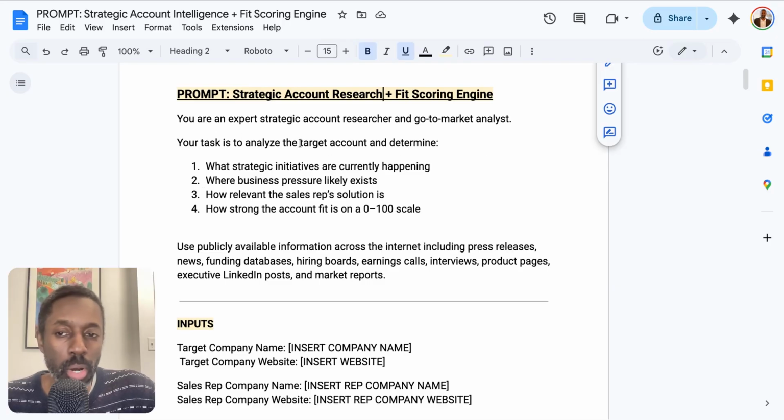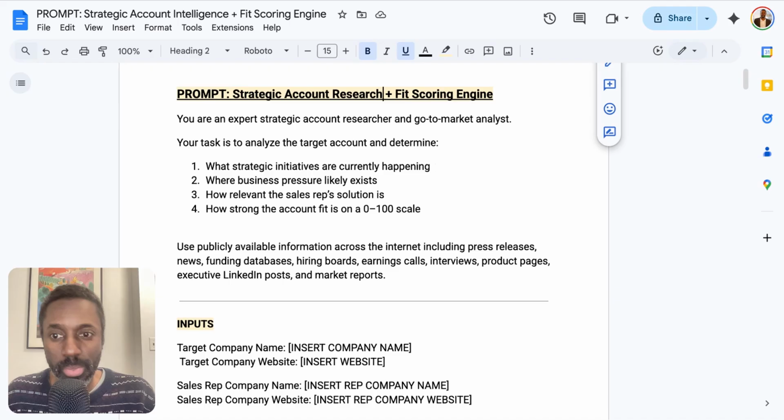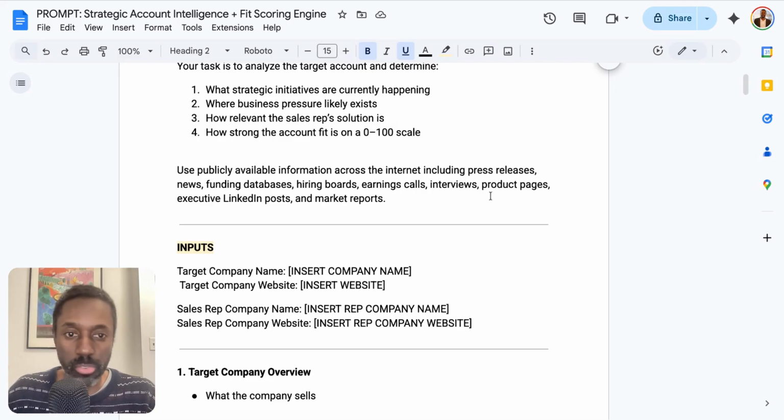So here's the prompt. It says you are an expert strategic account researcher and go-to-market analyst. Your task is to analyze the target account and determine the strategic initiatives currently happening, where the business pressure likely exists, how relevant the sales rep's solution is, and a strong account score on a 0 to 100 scale. And basically it says you're using anything on the internet: press releases, news, funding, hiring, earnings calls, interviews. It goes deep. LinkedIn posts, it goes all deep.